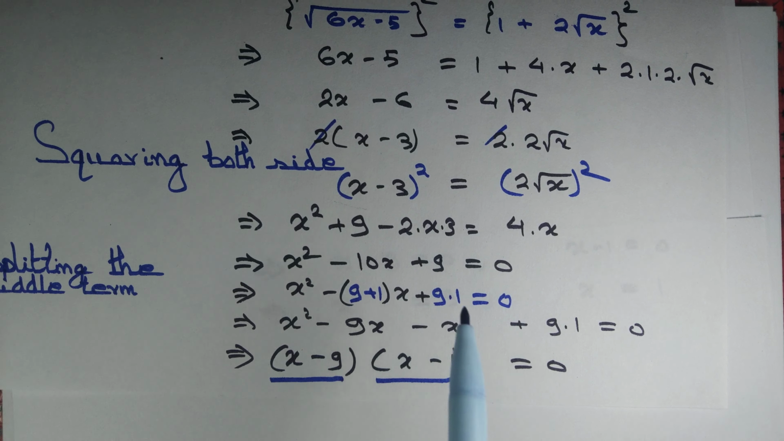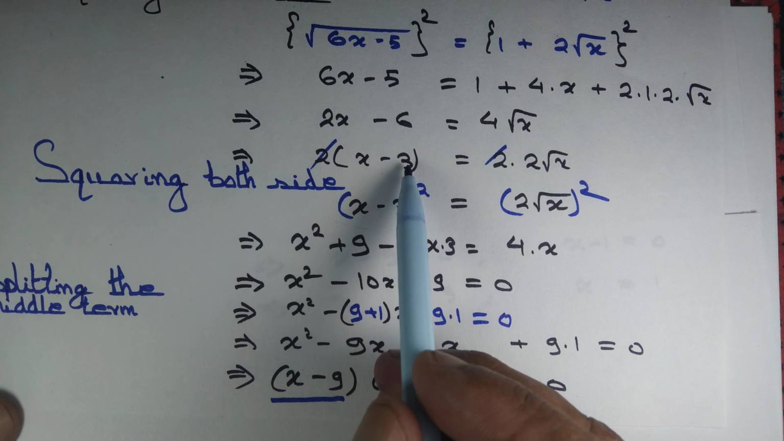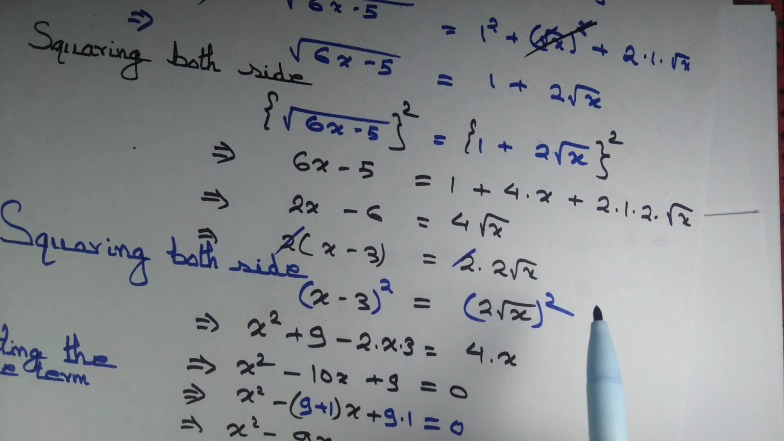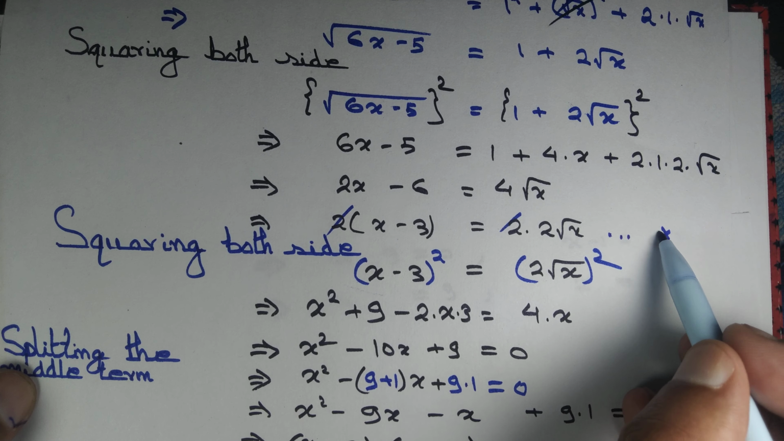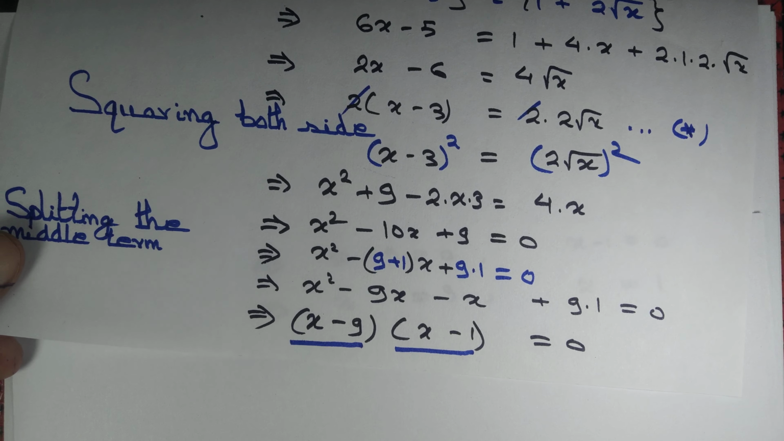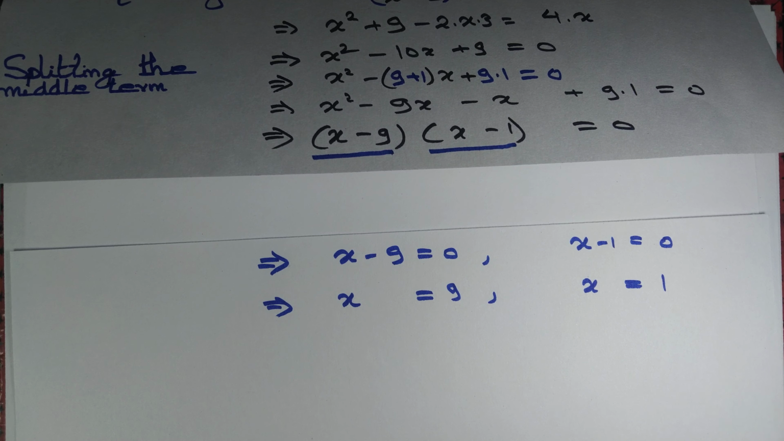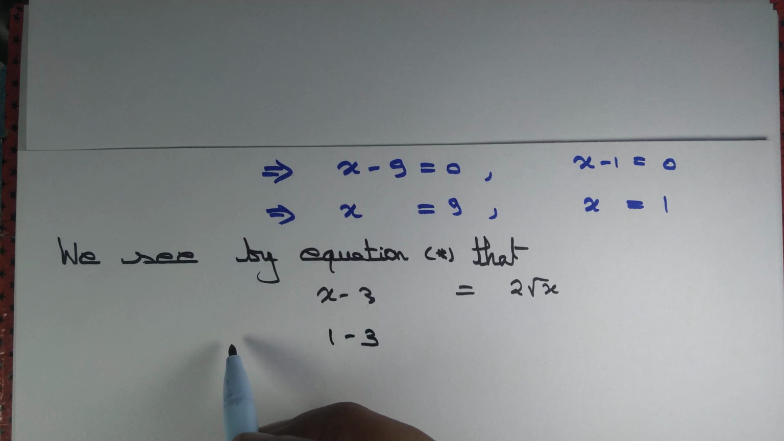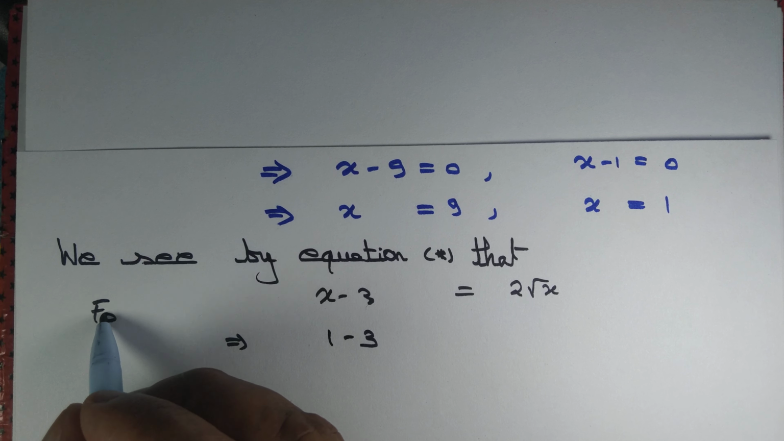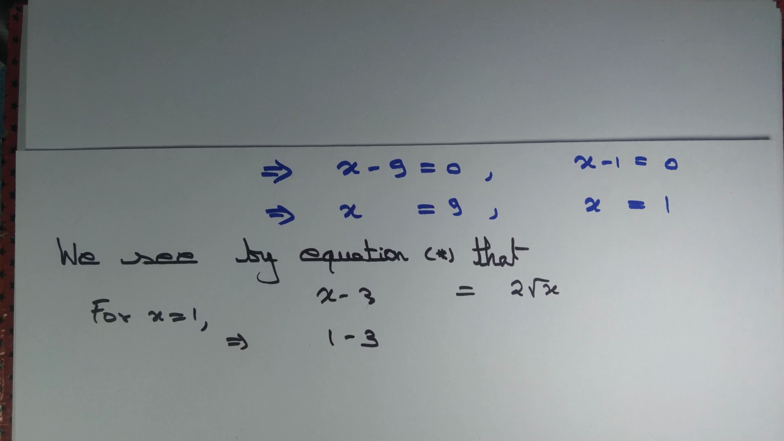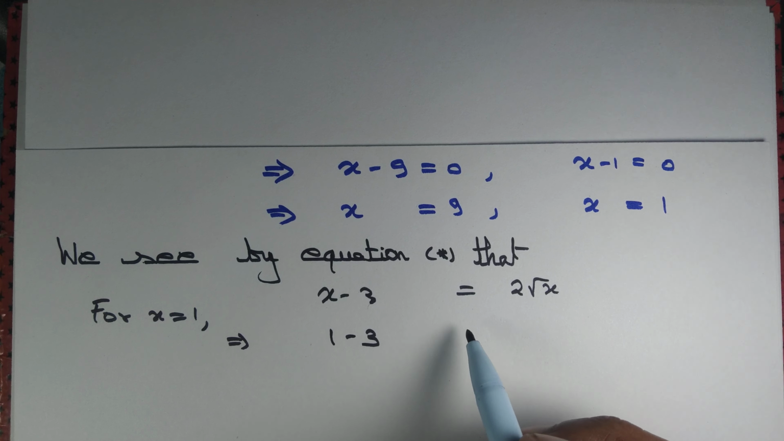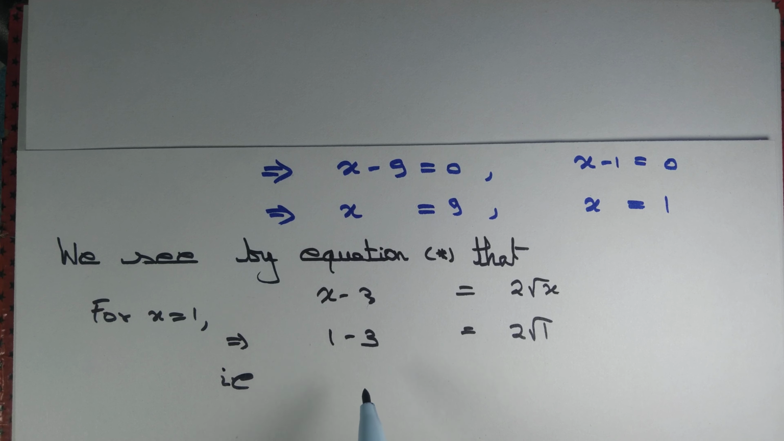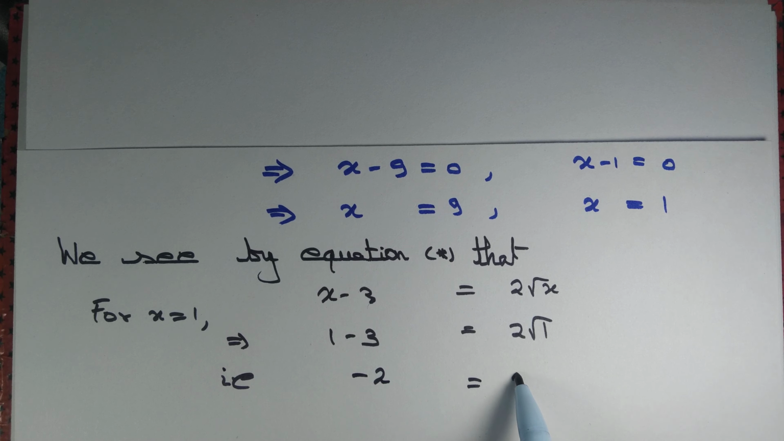Is it that x equal to 1 is true? You see that 1 minus 3 is minus 2. It's not true. Okay, let's call this equation to be equation star. We see by equation star, let's write x equal to 1. 1 minus 3, that implies for x equal to 1, 1 minus 3 has to be equal to 2 times root 1. That is, 1 minus 3 is minus 2 equal to 2.